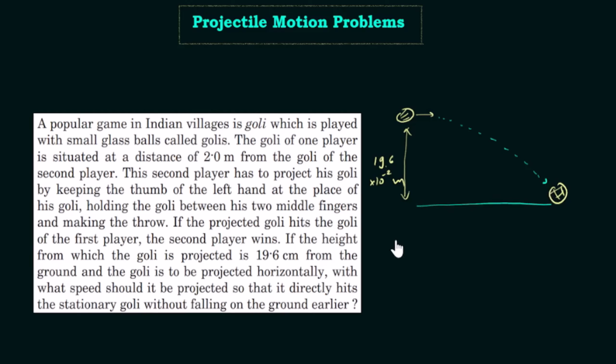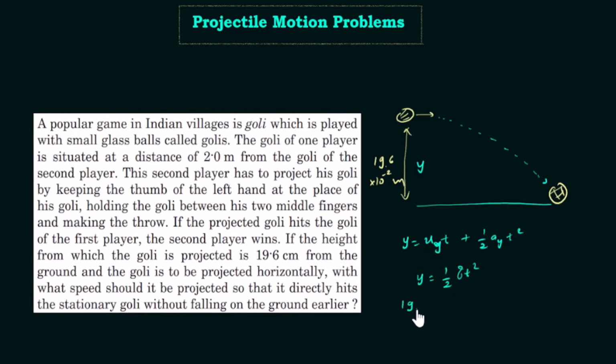So what will be the time? First, we are going to find that. This is our y coordinate. So y is going to be u_y t plus half a_y t square. Since u_y is zero, y is going to be half g t square. What is the y coordinate?